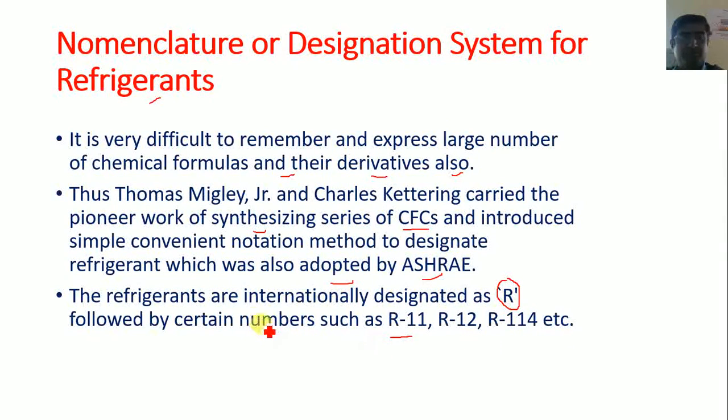So first of all, the refrigerants are internationally designated by the symbol R at the initial. It means that R indicates refrigerant, and then come the various numbers.